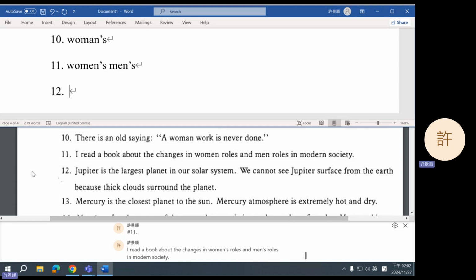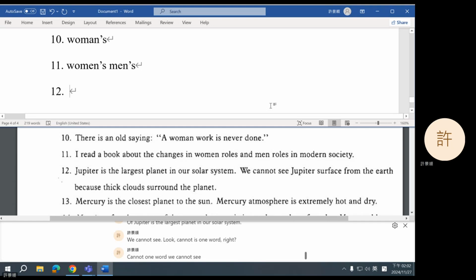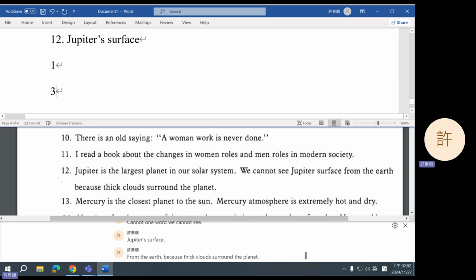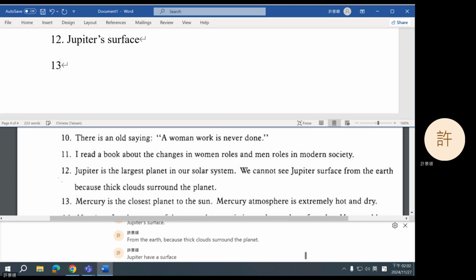12. Jupiter is the largest planet in our solar system. We cannot see, look, cannot is one word, right? Cannot, one word. We cannot see Jupiter's surface from the Earth because thick clouds surround the planet. Does Jupiter have a surface? 木星有表面吗？有地面吗？ Nobody knows.